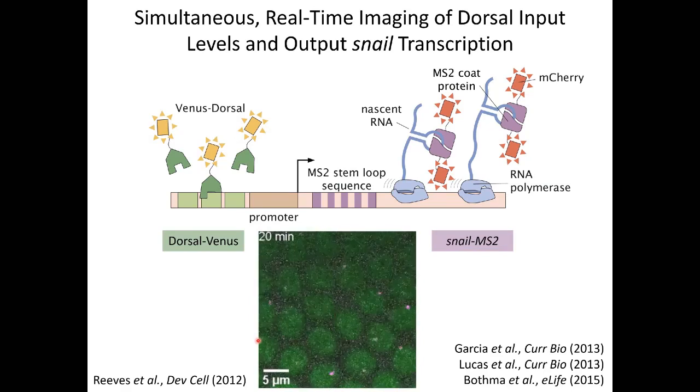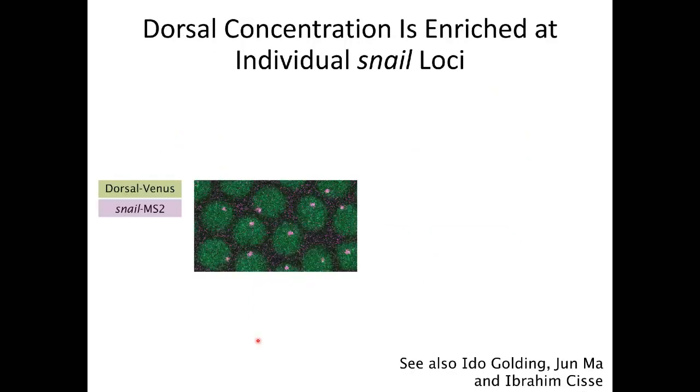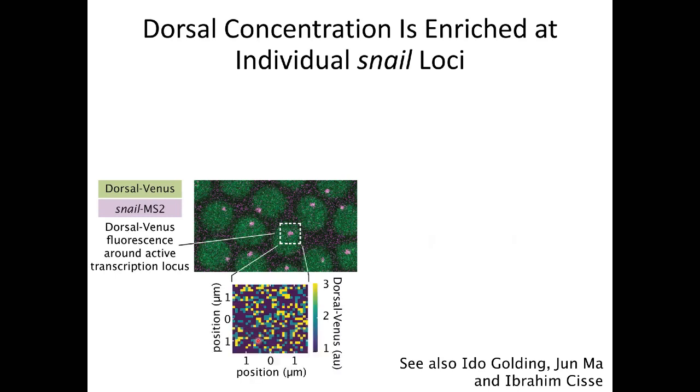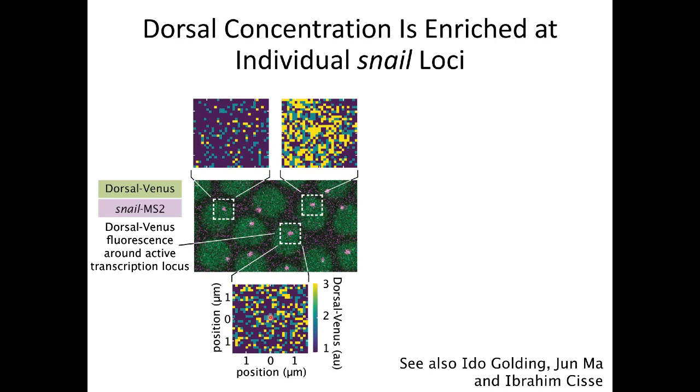And the first question we ask, based on some really cool fixed tissue data by Ido Golding and Jun Ma, is whether I could see dorsal protein molecules binding to the DNA, to the transcription locus. Basically, would that lead to a higher concentration of dorsal at the site of nascent transcript formation? If you look at a snapshot, the answer is no. This is dorsal concentration throughout the center at the site of nascent transcript formation, and you don't see it. No matter where you look, you don't see anything, okay?